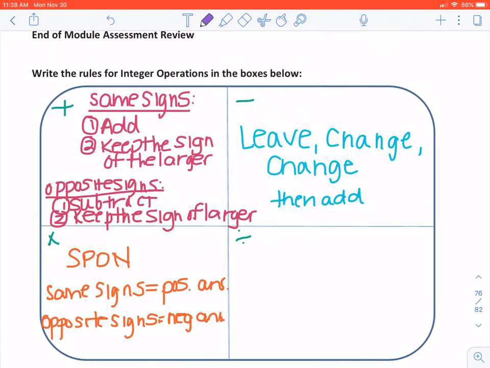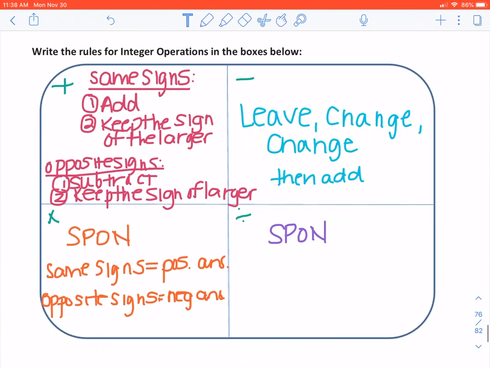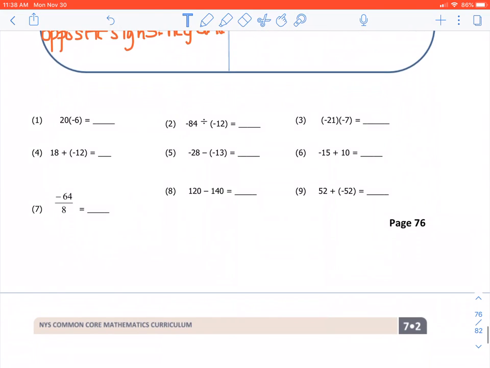All right, and the last one is division. Division is going to be the same thing as multiplication. So SPON, same signs, positive answer, opposite signs, negative answer. Now we're going to use these rules. I'm going to go down here and we're going to actually answer some questions. No calculator, straight up using the rules.